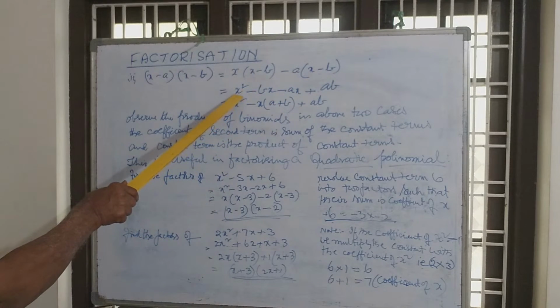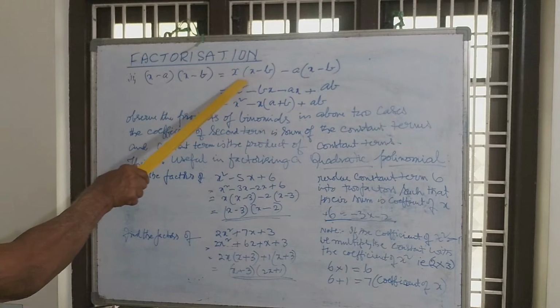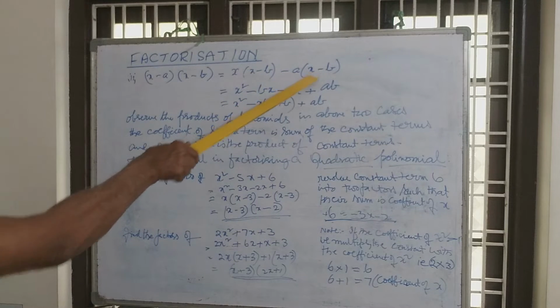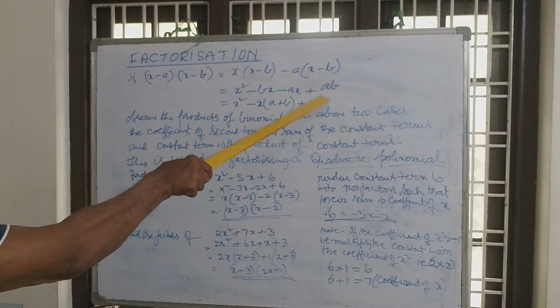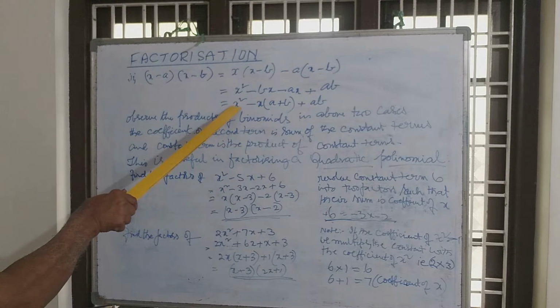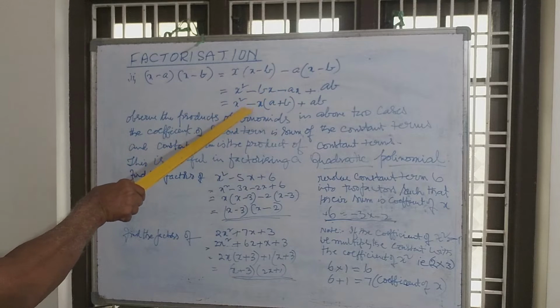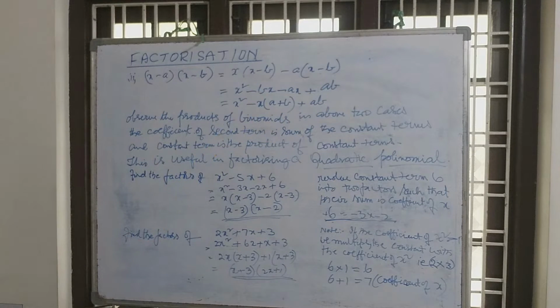After simplification we have x square minus bx, that is x into x minus b. x into x, x square; x into minus b, minus bx; a into x, ax; a into minus b, that is minus ab. Next step: x square, take the common x, that is minus x into a plus b, plus ab.